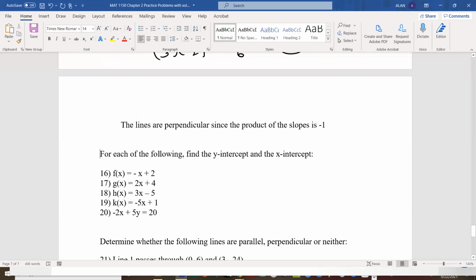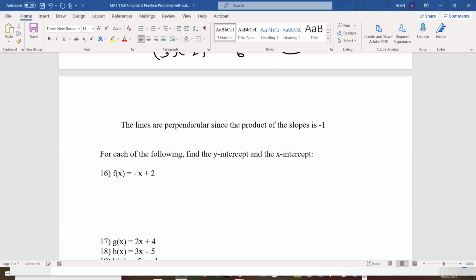Now, this one is a little bit different. We're finding the x and the y intercept. Well, we know how to find the y-intercept. In fact, here you can see we already know that the y-intercept is 2, because this is the same thing as y equals mx plus b. So in this case, m is -1 and b is 2. That's the y-intercept.